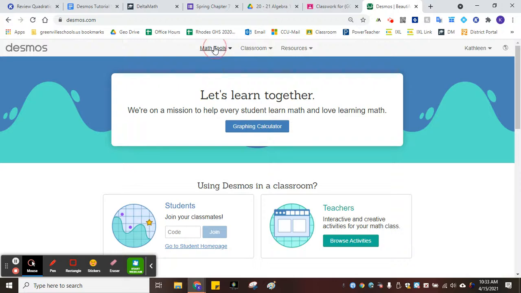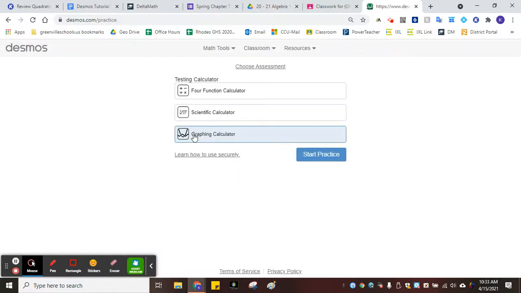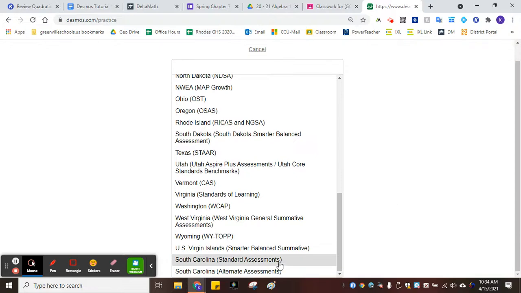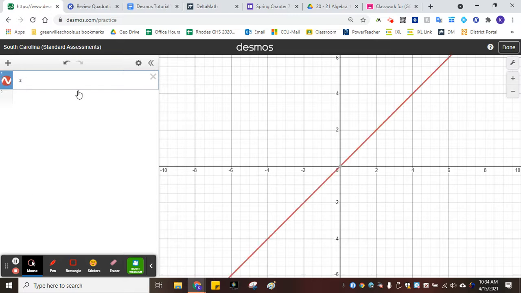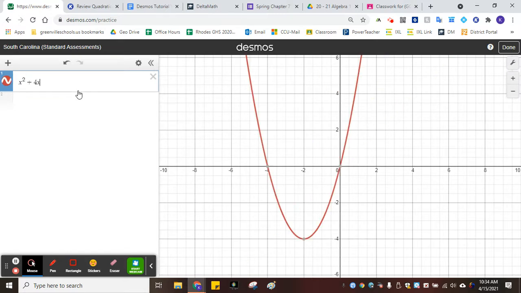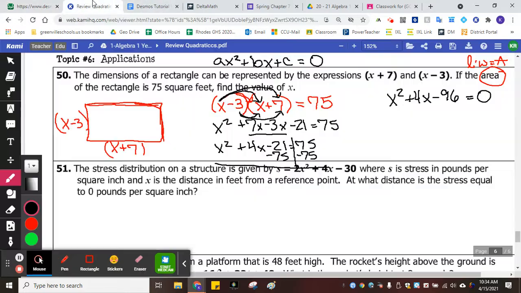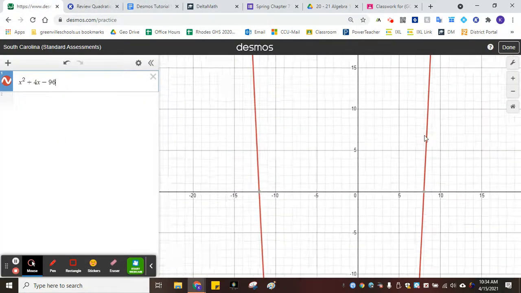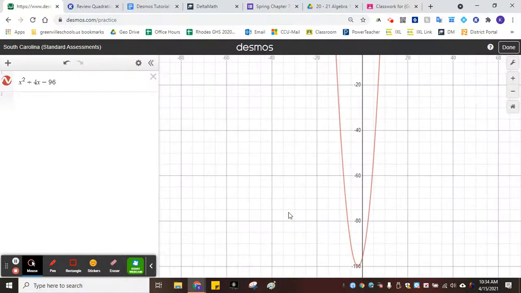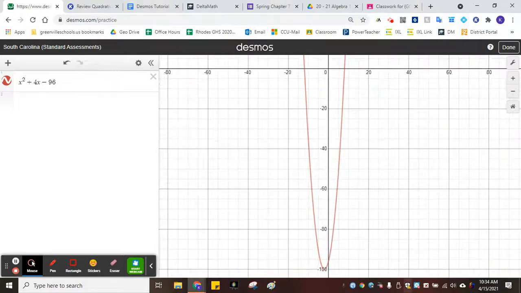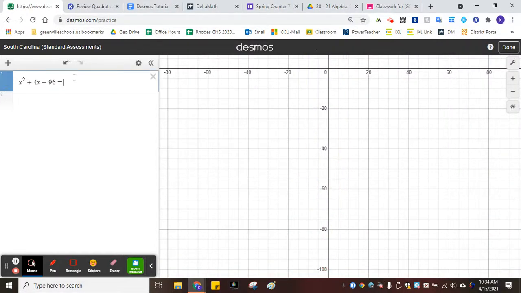So Desmos.com. I'm going to keep going to the tool practice so you see the exact version of our South Carolina standard test graphing stuff. x squared plus 4x minus 96. Zoom out. There we go. And zoom back in. Okay. Oh, you even put equals 0.